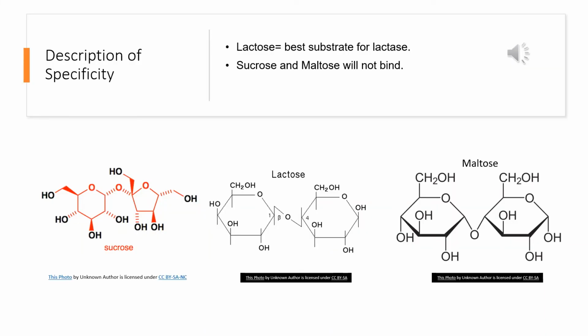Lactose, sucrose, and maltose are all disaccharides. Looking at the structures, they all look similar. So why is it that lactase will bind to lactose to catalyze lactose degradation, but will not break down sucrose or maltose?